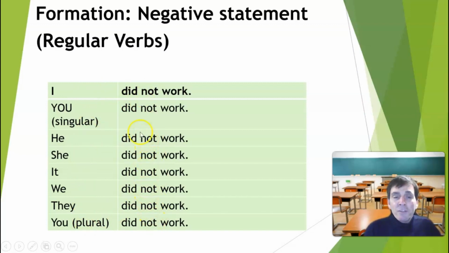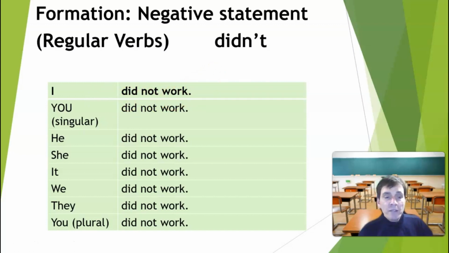Now, one quick thing, everyone. We can say I did not work, you did not work, or you can say, I didn't work, or you didn't work, and so on. Didn't is simply a combination of did and not. So again, we can say, I did not work, or we can say, I didn't work, and it's the exact same thing.